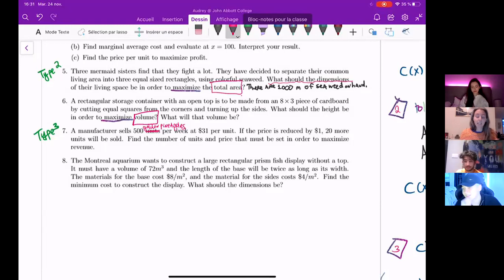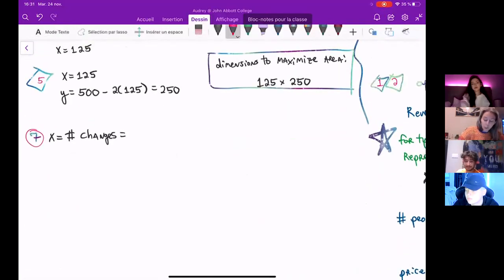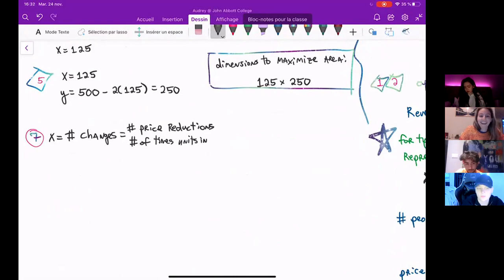Also, as we said a second ago, the things that are changing here are prices being reduced and more units being sold. So this could be our changes, the number of price reductions, or the number of times units increase. Yeah, I like that. That's good.